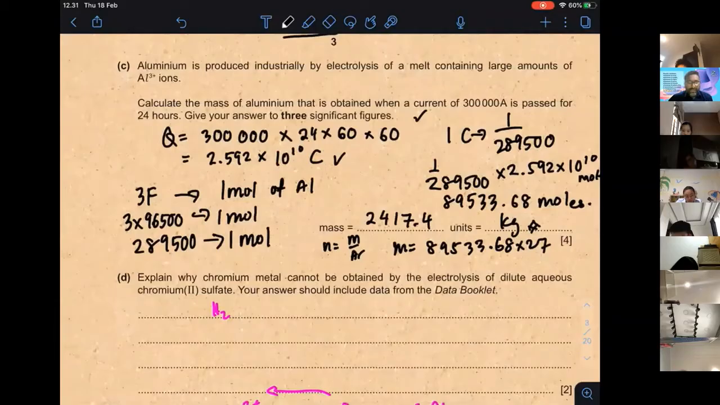Let me check the answer key. Two four two zero. They change it into 3 significant figures. But there is no mark deduction if you don't change it. Oh, they mentioned over here. I missed this. So they mentioned it must be 3 significant figures. So cannot leave it like this. 2420.